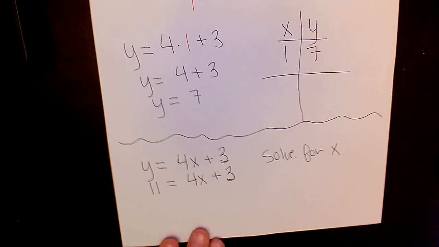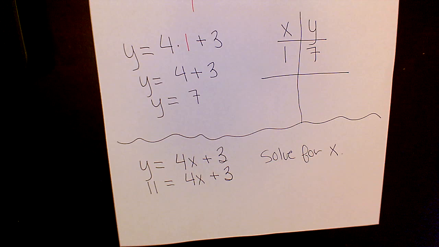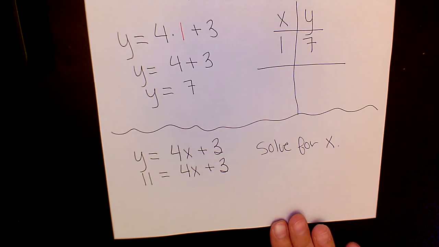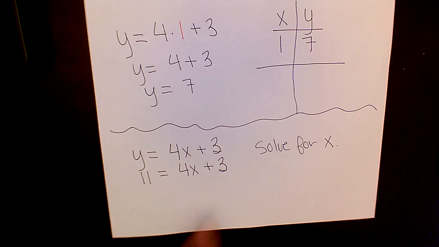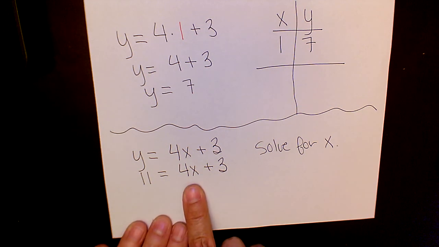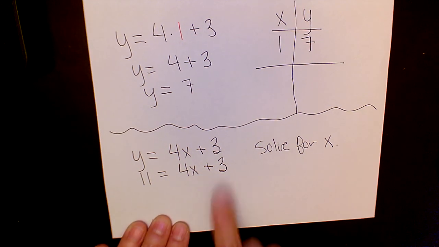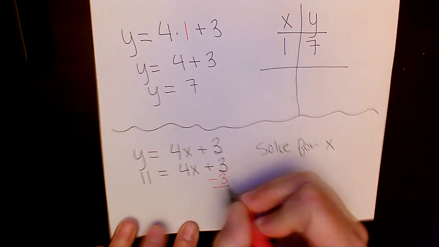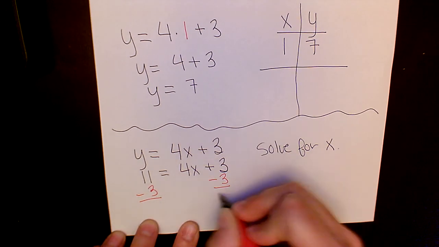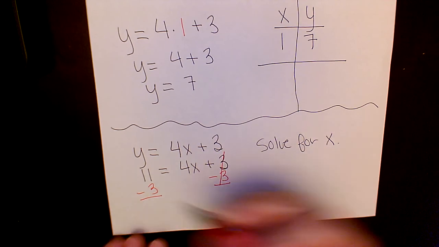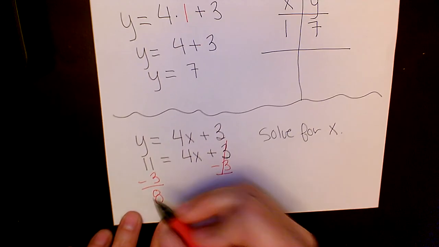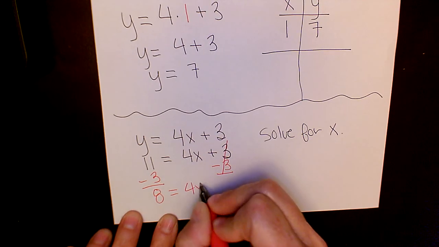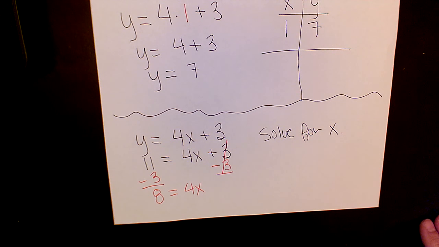So I need to get x alone and see what it is equal to. So what can I do first? If we remember, what did we do when we were solving? Well, I've got x's on one side with a plus 3. Can I get rid of this plus 3? Yes I can, I'm going to subtract 3 from both sides. So 3 minus 3 goes out. 11 minus 3 is 8. And 8 equals 4x.